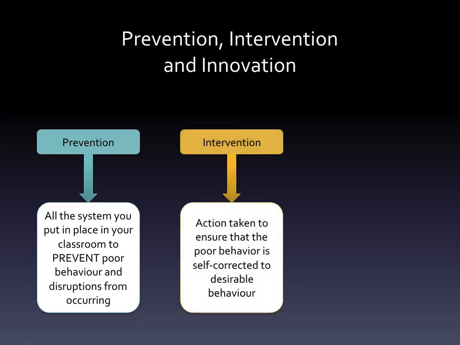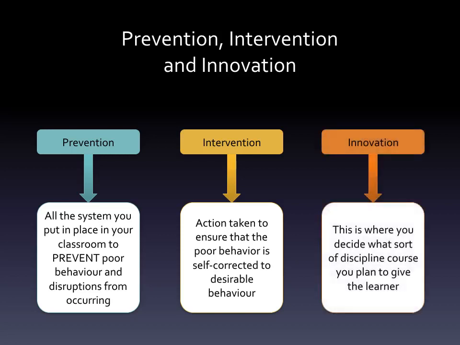Here you are letting the learner know that you are aware of their behavior, but you do not want to create a scene and distract from the learning and the teaching. And the last strategy is innovation. This is the stage where you need to take action and decide on a discipline course or a consequence to give the learner. And because each consequence should be unique to each learner, you need to be creative and innovative to make it a logical and effective consequence.